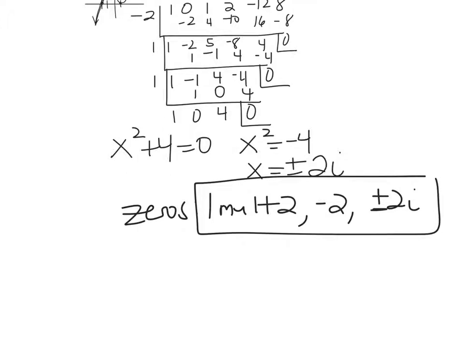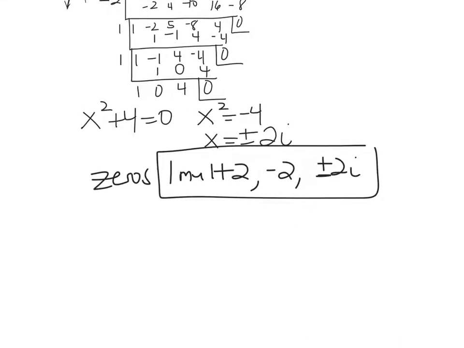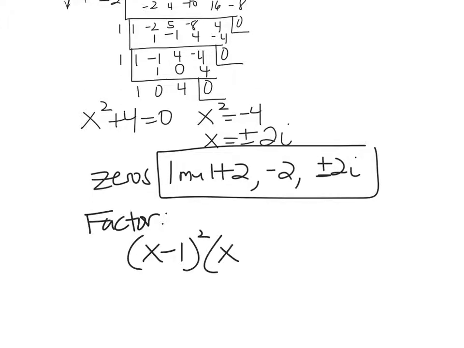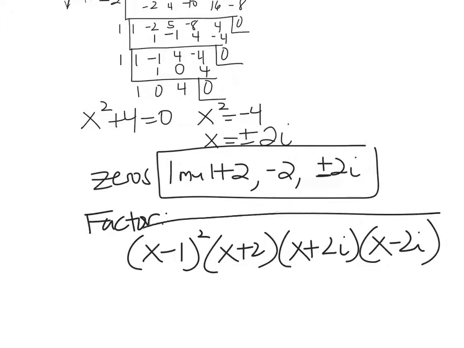Now, the other thing is we can actually list these as factors, too. So the other question that might be, instead of just listing them as zeros, it might be to factor the polynomial completely, which you would have x minus 1 squared, x plus 2, and then x plus 2i, and x minus 2i. And you can leave it just like that. There you go. There's all the factors of it.